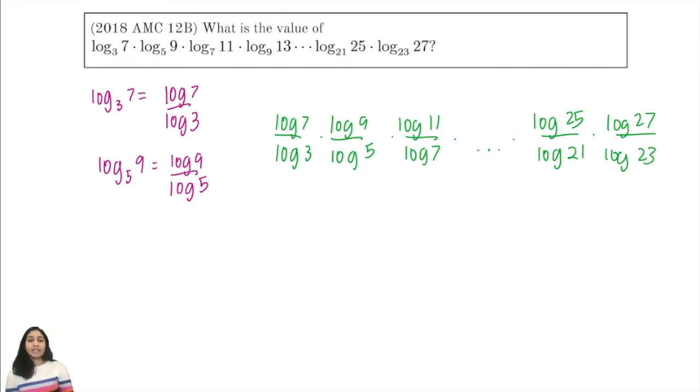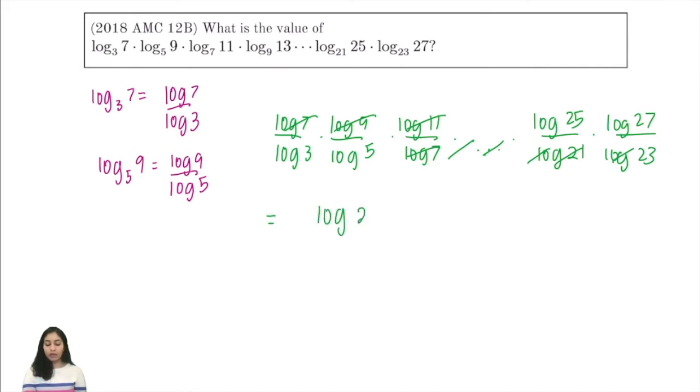So what you can notice is that this sequence is actually a telescoping sequence, and all of our terms are going to cancel out, except for the first two in our denominator and the last two in our numerator. And that just leaves us with an expression that's equivalent to log of 25 times log of 27 over log of 3 times log of 5.